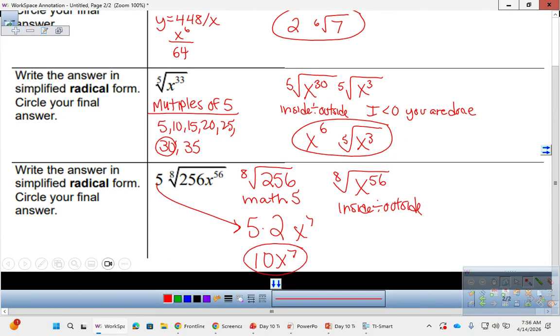You could totally check this one in your calculator too. For time's sake, I'm not going to do it. But you could, in y1, do 5 times, you need to use the times to separate, 5 times the 8th root of this, and then in y2, put 10x to the 7th. Just like I did that last one, but now you've got numbers involved. You okay with that one? So far we can check everything in the calculator. You just need to know where to check it.